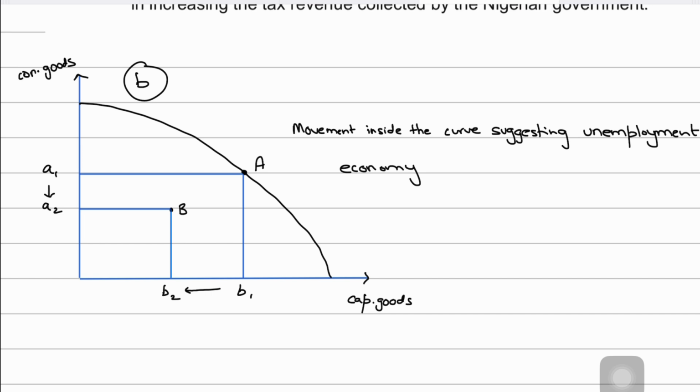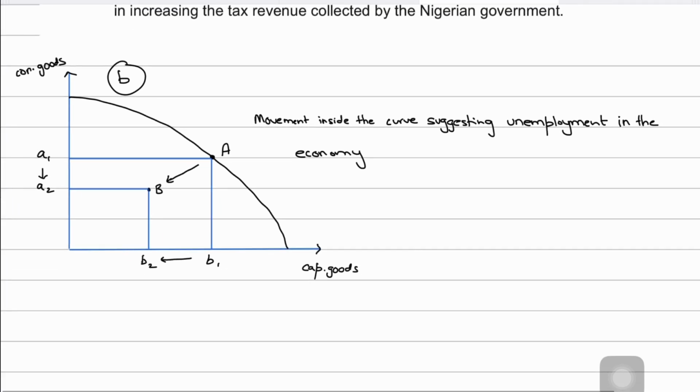And you show the arrow that there's a movement inside the curve from A to B. You don't need to write anything. If you want to write it, you can just write this line: movement inside the curve from A to B, suggesting unemployment in the economy, and that is it. You don't need to define what a PPC is, nothing at all. Be direct in the case study. You don't need to write the definitions or everything.